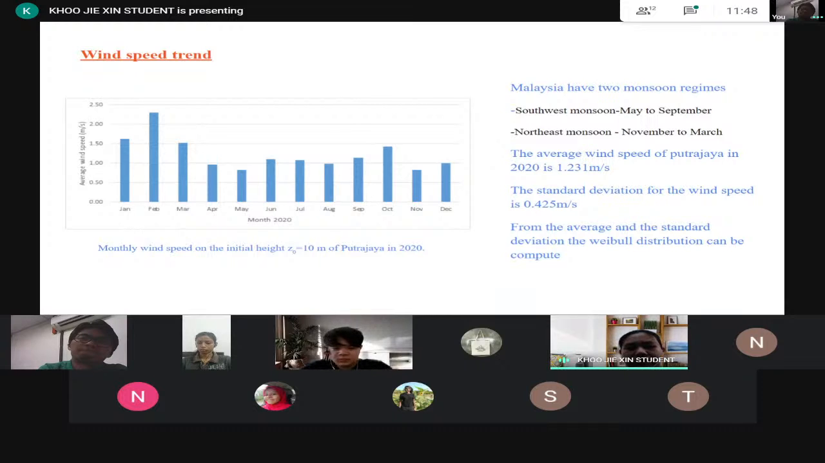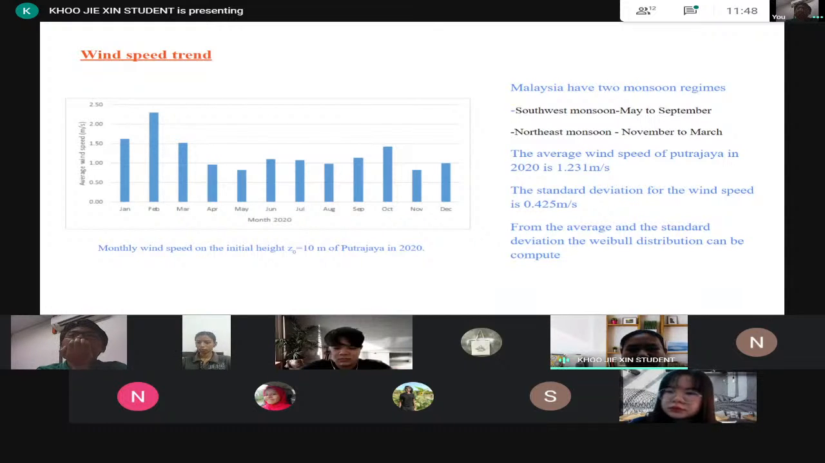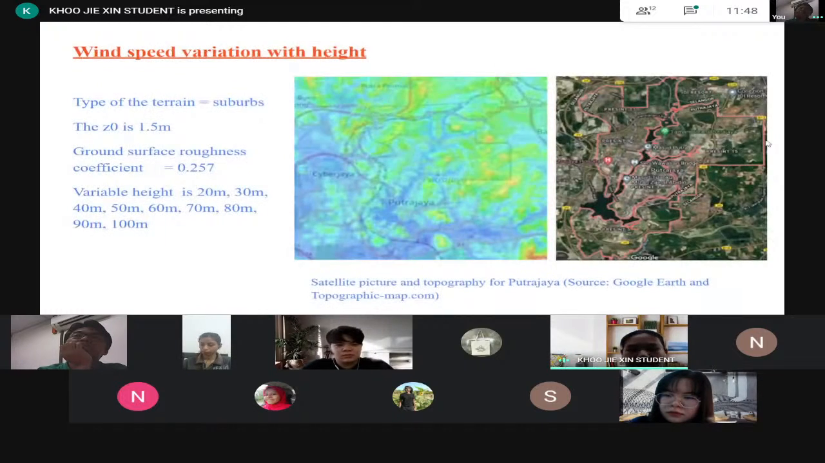The average wind speed of Putrajaya in 2020 is 1.231 meters per second. As you see over here, the wind speed is quite low. Even in February, the highest wind speed for the month is 2 point something. The standard deviation for the wind speed for the year is 0.425 meters per second. So I go to the next slide.